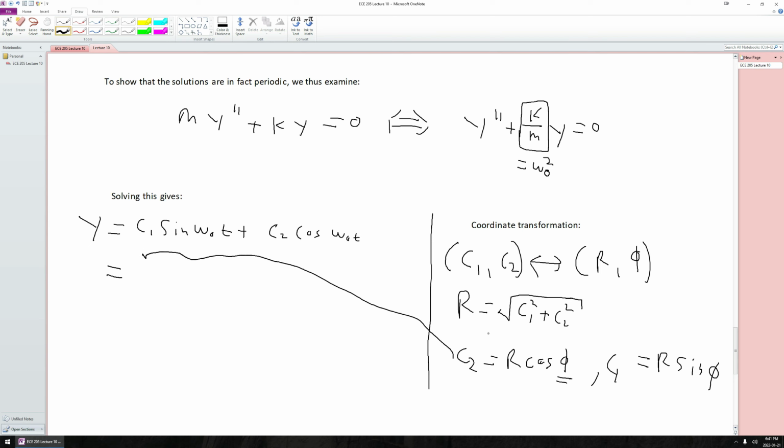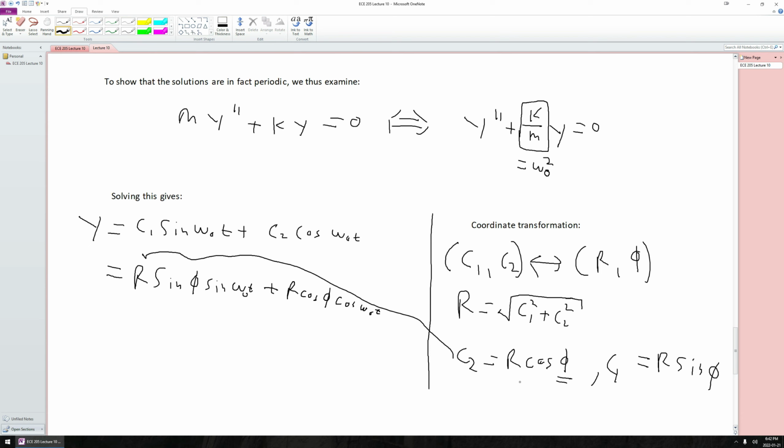If I plug in C1, I'm simply going to get R sine of phi times sine of omega t. So explicitly writing it out, I get that term here. And on the other side, my C2 will be replaced by this R cosine of phi. So I'll get R cosine of phi, and that'll be multiplied by cosine of omega naught t. So again, this is a choice of how to do this.